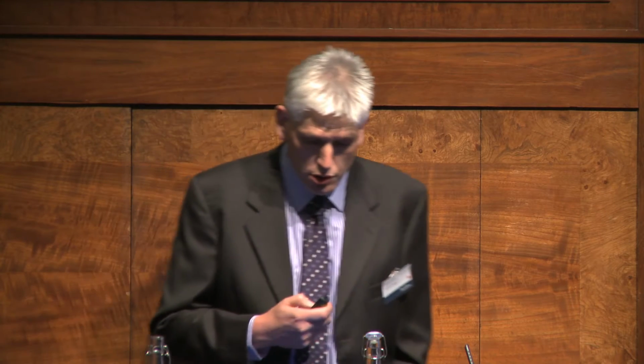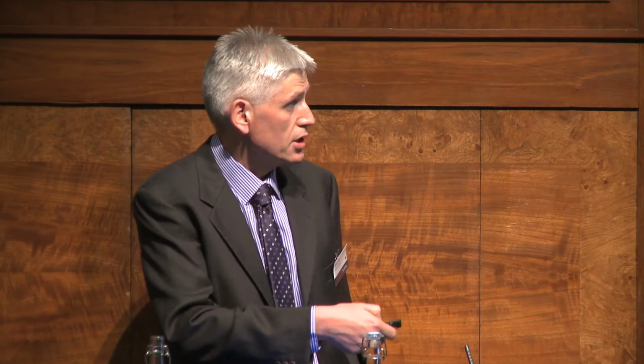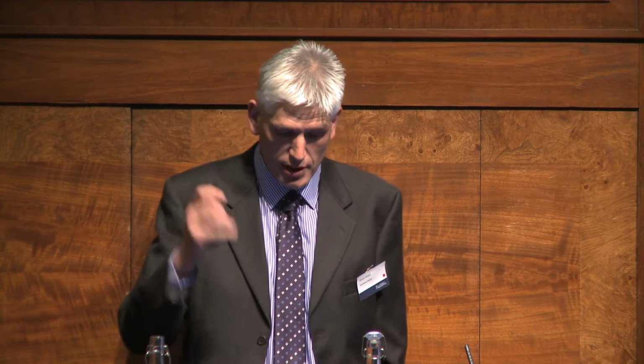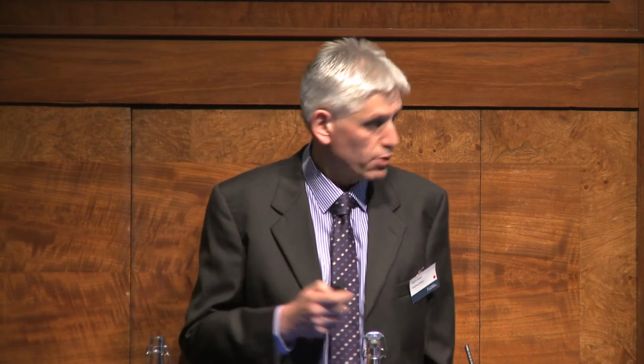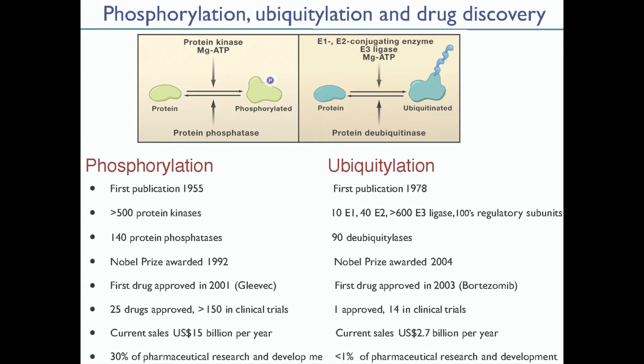And the first drug in the phosphorylation area was Gleevec, a drug to treat CML leukemia, and this has actually revolutionized the treatment of CML patients, and now patients are nearly cured by staying on the Gleevec drug. This has resulted in an explosion in the field of protein phosphorylation, and currently there are 25 drugs that have been approved that inhibit diverse protein kinases. There are over 150 drugs in clinical trials, but by contrast, in protein ubiquitylation, there's only one drug that's been approved.